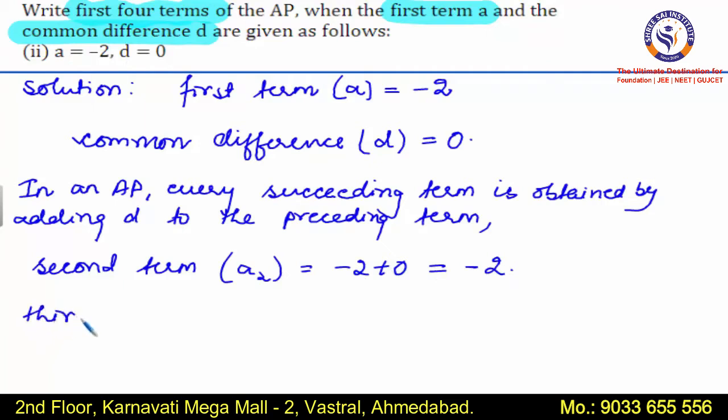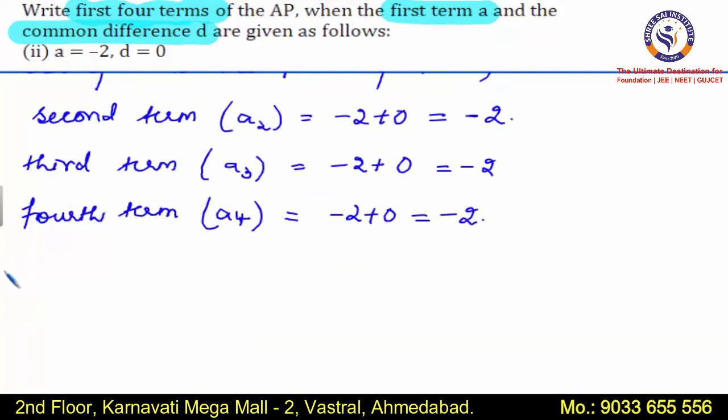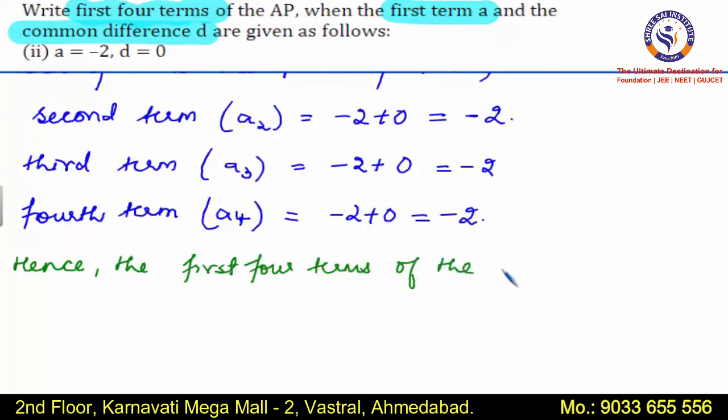Similarly, the third term, denoting it by A3, can be obtained by adding the common difference to the second term. This is equal to -2, and the same way the fourth term, that is A4, can be obtained by adding the common difference to the third term, which is equal to again -2. Hence all the terms of the given AP are same. Thus the first four terms of the given AP are -2, -2, -2 and -2. This completes the solution.